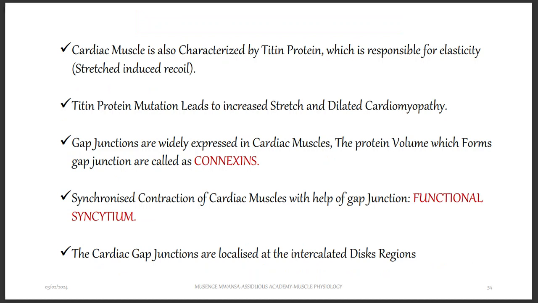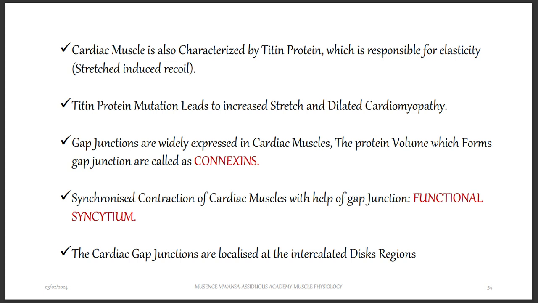Cardiac muscle also has a protein, titin, which is responsible for elasticity. It attaches the myosin to the Z disc. Titin protein mutation can lead to increased stretch and dilated cardiomyopathy, because it's the one attaching what is responsible for contraction to the Z disc.